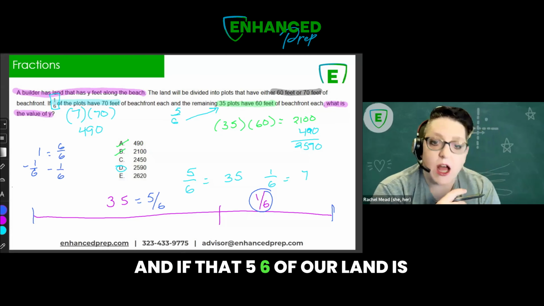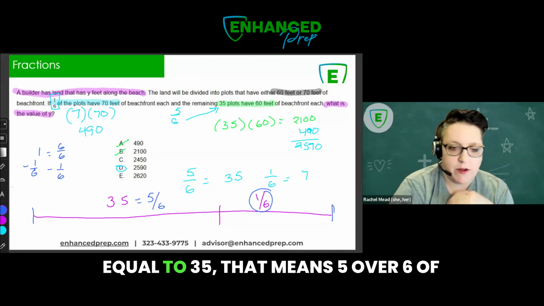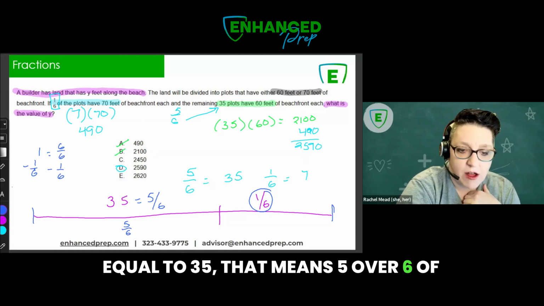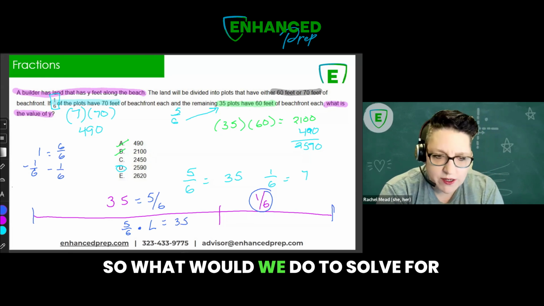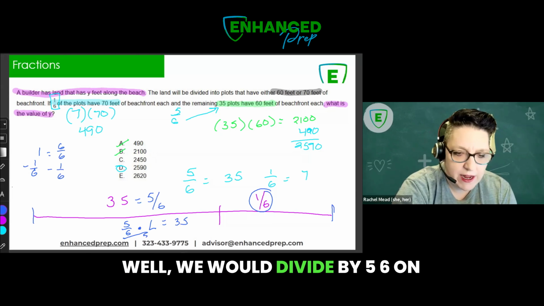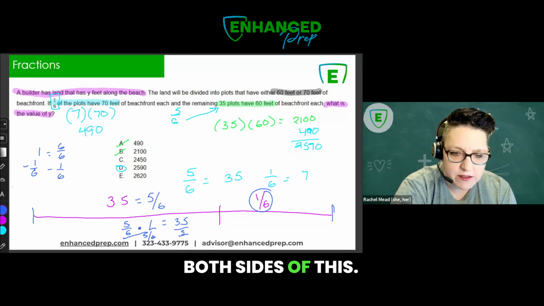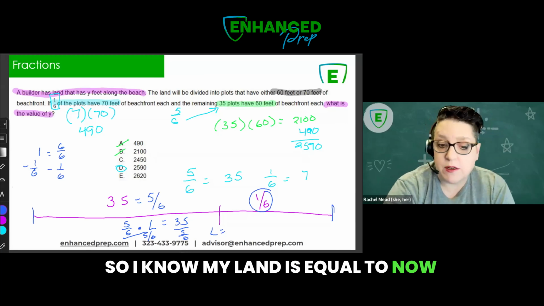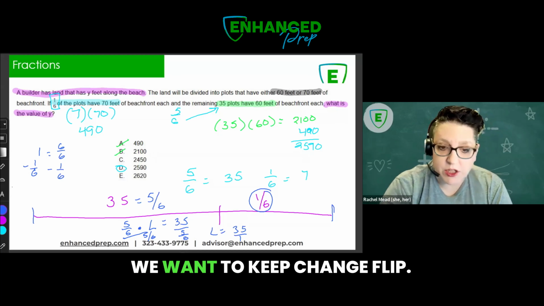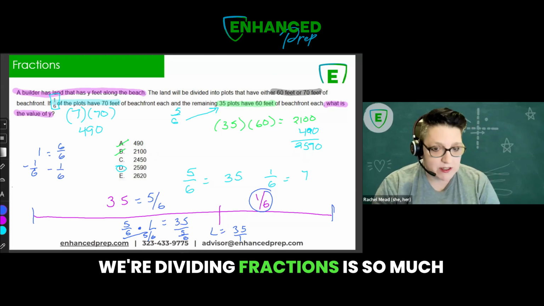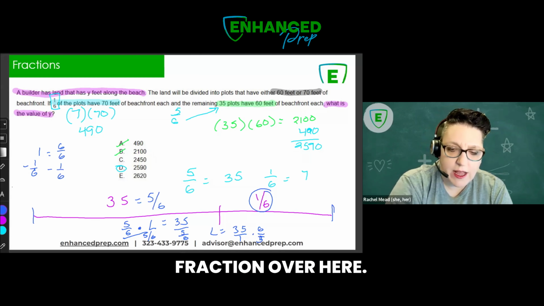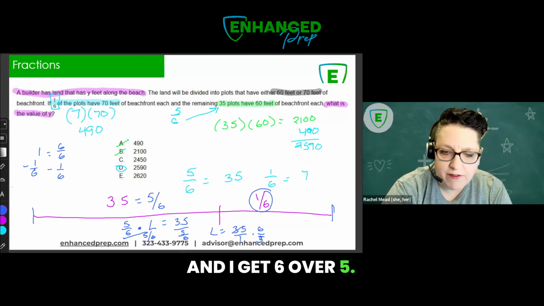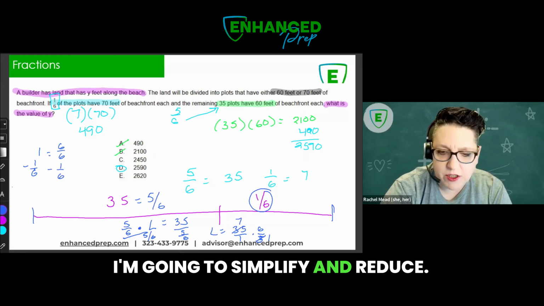And if that 5/6 of our land is equal to 35, that means 5/6 multiplied by our total land is going to be equal to 35. So what would we do to solve for our land here? Well, we would divide by 5/6 on both sides of this. So I know my land is equal to, now in terms of dividing those fractions, we want to keep change flip. For dividing fractions is so much fun, we can somersault. So I'm going to reciprocate my fraction over here. And I get 6/5.